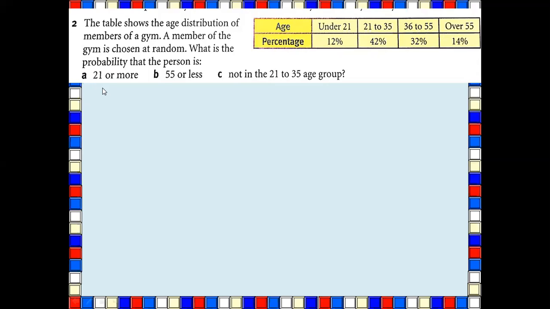Part A, we need the probability of those who are 21 or more. So, Natalie, what do you think? How do we find the probability of those who are 21 or more? Should I give you the percentage of it? Yes. It could be 42%. Why 42%? Because it's 21 or more. And it could be 32%, and it could be 14%.